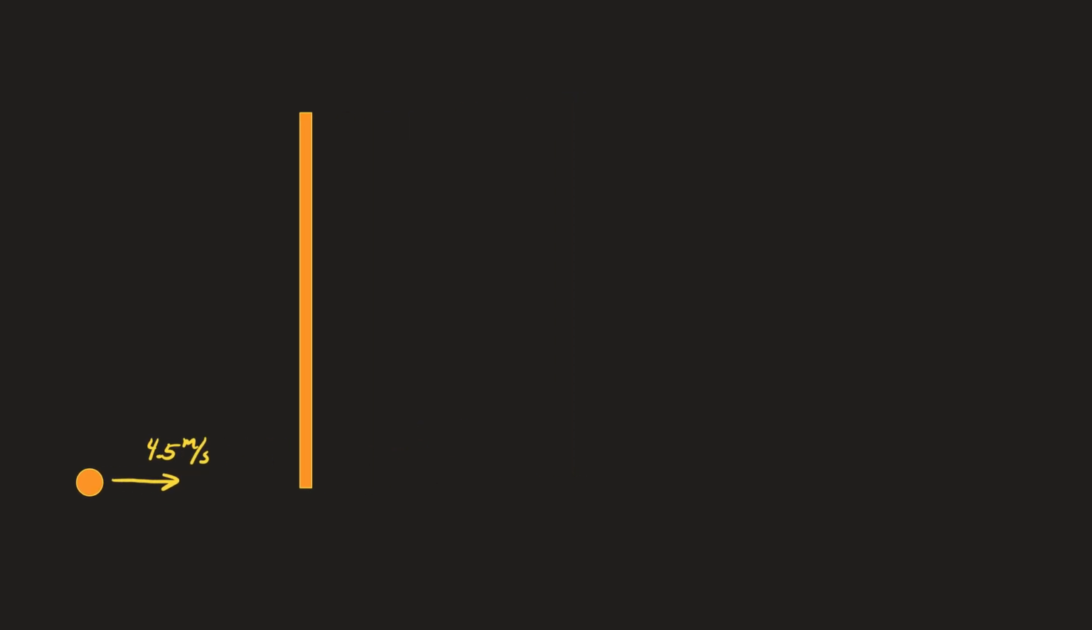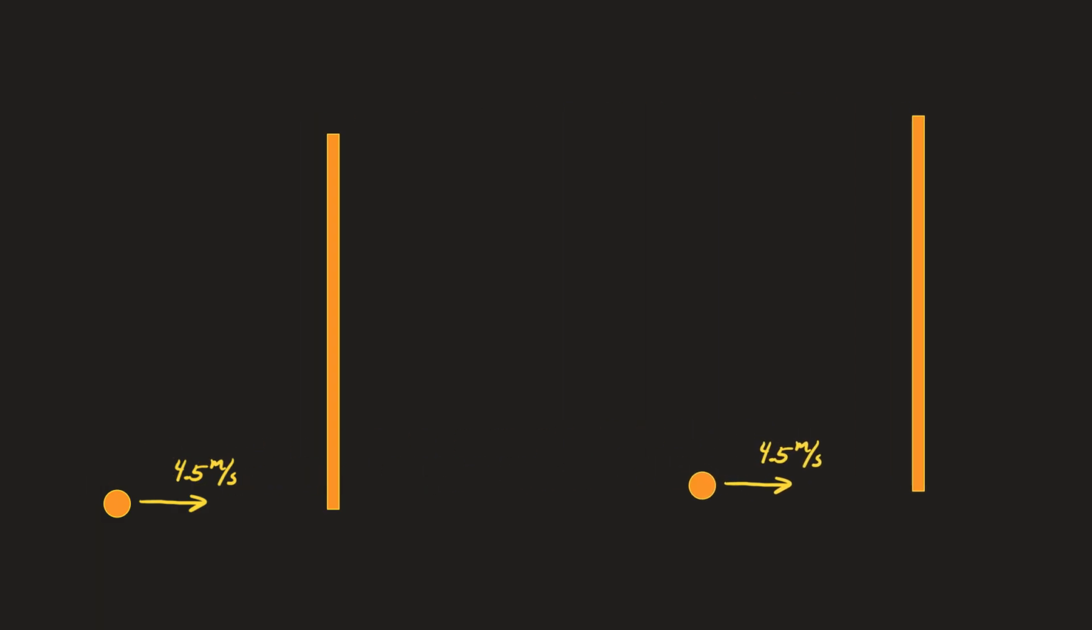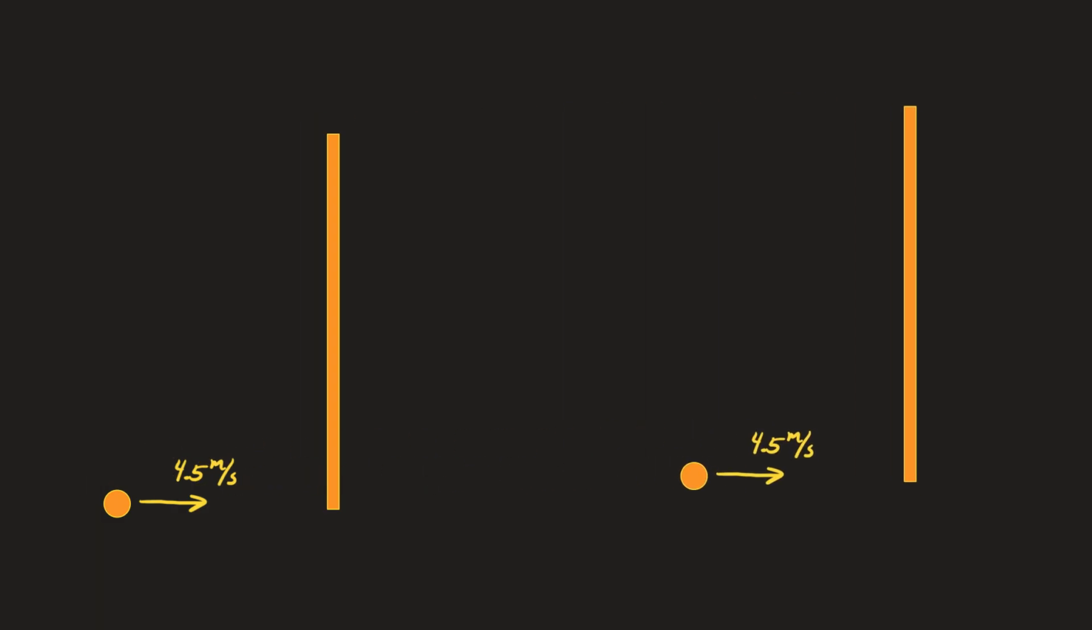And the question is, after the collision, what is the velocity of the rod? But let's also say that after the collision, the puck bounces off of the rod with a speed of 1 meter per second. What happens to the rod?